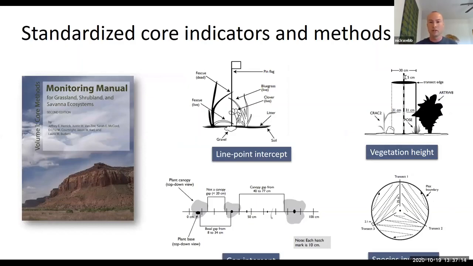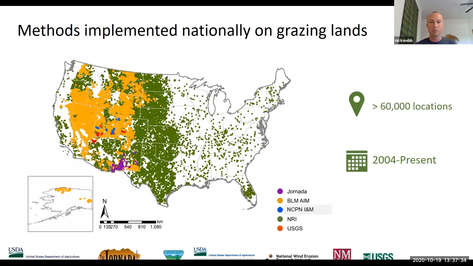And that was put together by Jeff Herrick and colleagues. And there are four key methods that are described in this manual that have been adopted by various agencies, including the line point intercept method, vegetation height method, and gap intercept method, which all run along transects at the plot scale, and a plot scale species inventory. And together these methods have been implemented by various agencies, including ARS in research projects, using often scalable, spatially weighted sample designs at over 60,000 plots across grazing lands in the US. And most of the concentration of those monitoring efforts have been in Western rangelands.